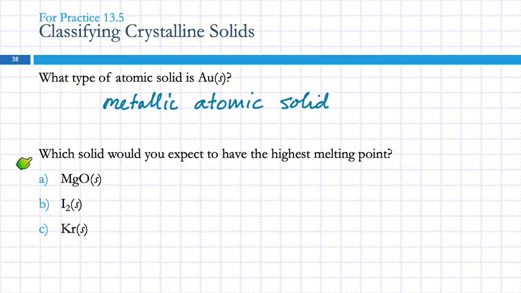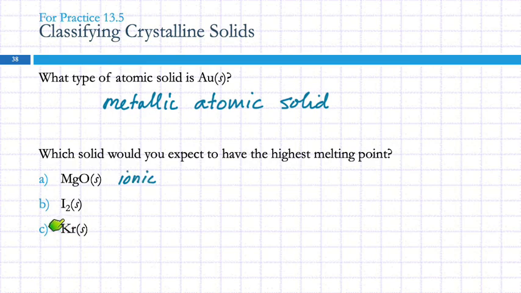Here's another one. Which solid would you expect to have the highest melting point? So looking at these, let's think about, well, what kind of solids are they? What kind of a solid is this one? Is it a non-bonding atomic solid? Is it a molecular solid? Is it an ionic solid? It's ionic, because magnesium's a metal and oxygen is not. So this is ionic.